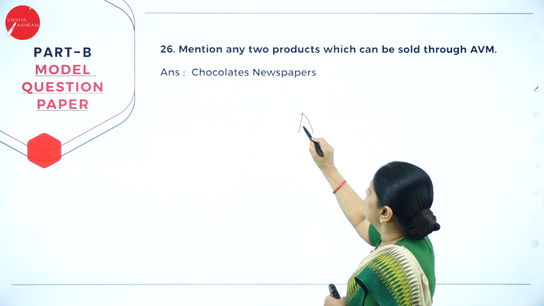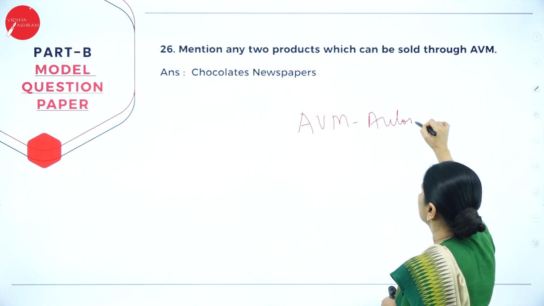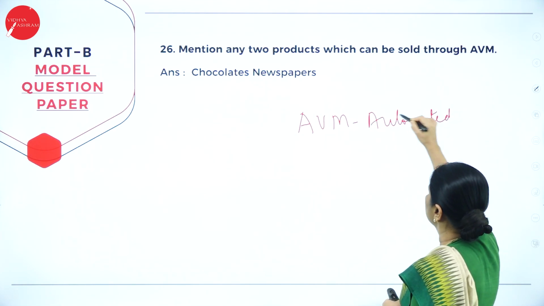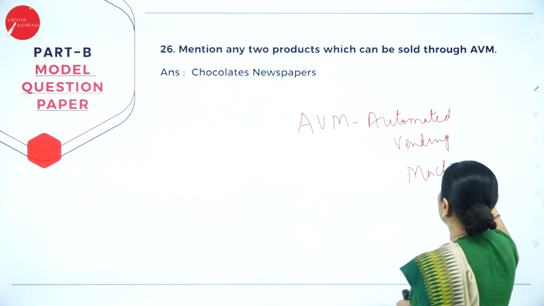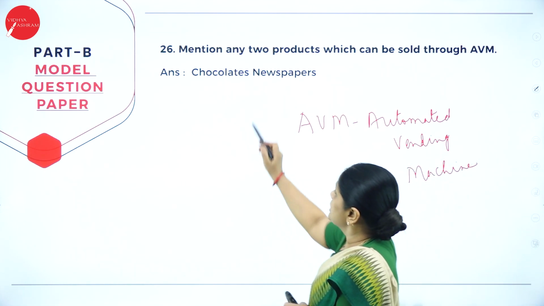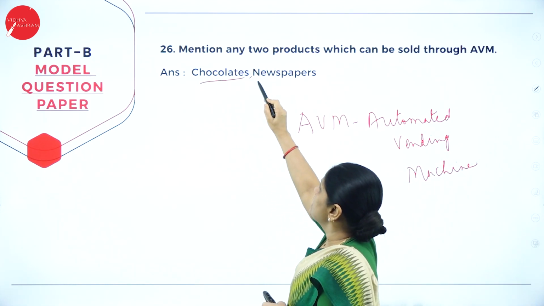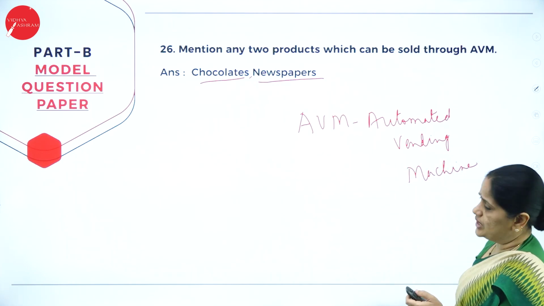Then mention any two products which can be sold through AVM. So what is the full form of AVM? AVM is automated vending machine. So we can sell those products through this automated vending machine. First one is chocolates we can sell. Then we can also sell newspapers through these vending machines.